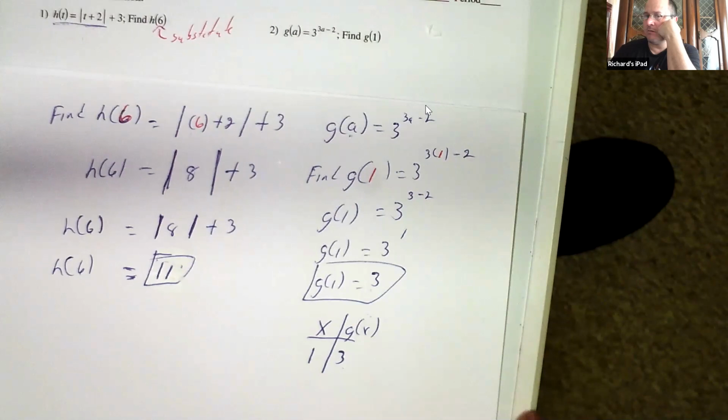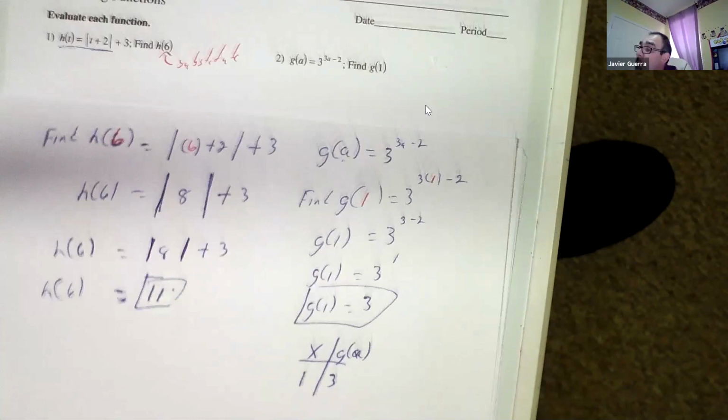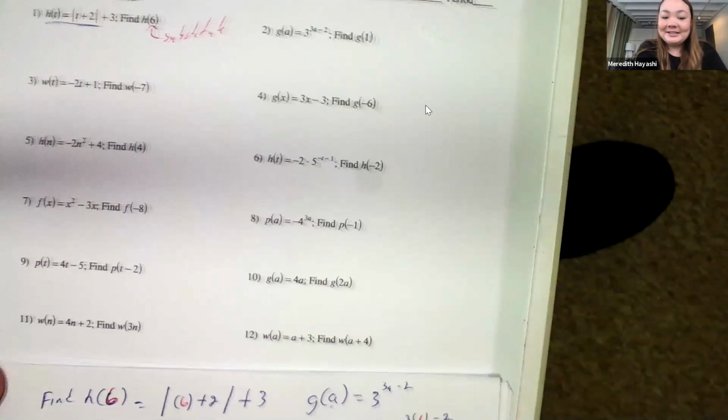Oh, okay, I see it. Thank you. Okay, let me see. We have time for one more. We have time for one more, Meredith. Is that all right? Yeah, we're doing well. All right, okay, all right.